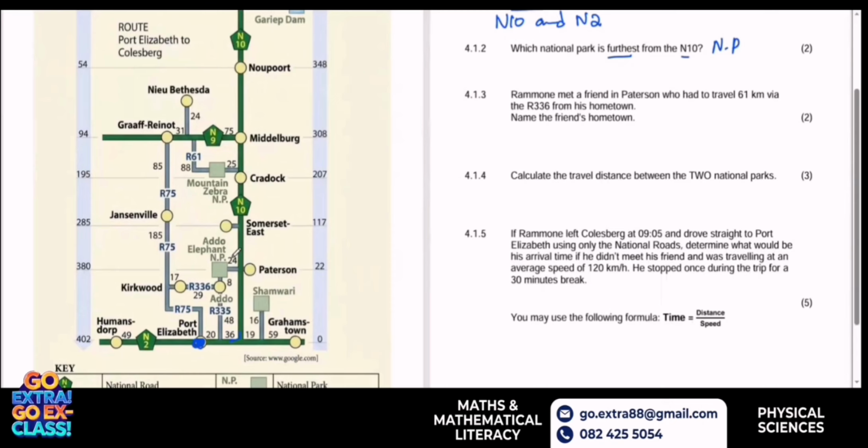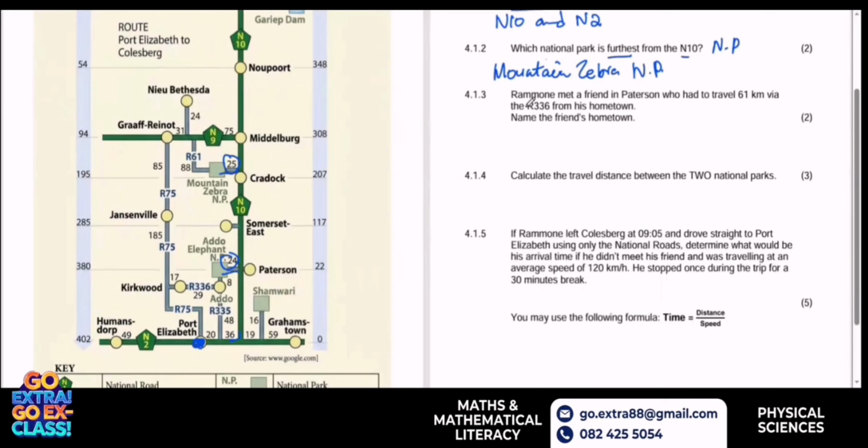You need to look at these numbers here. This number is 24 and this one is 25. What do these numbers mean? They tell us the distance from the national road to this park. So which one is the furthest? The one that is far is the one here at the top, which is Mountain Zebra NP. That one is the furthest from the N10. It's 25, while this one is 24. This one is closer to the national road. Now moving on to the next part.